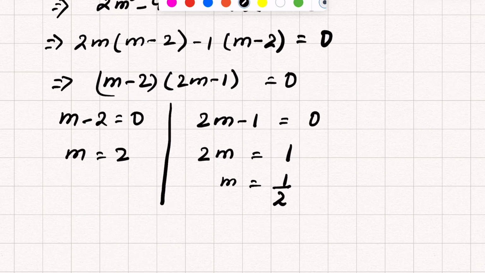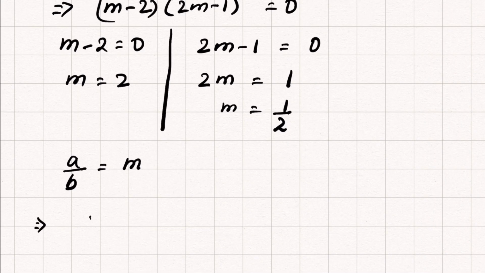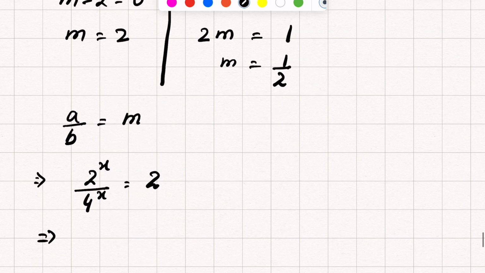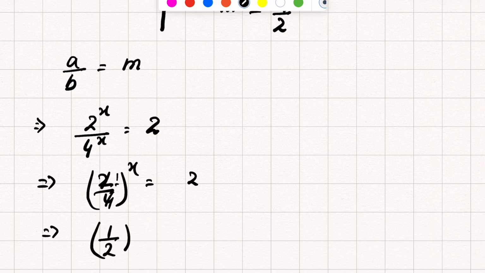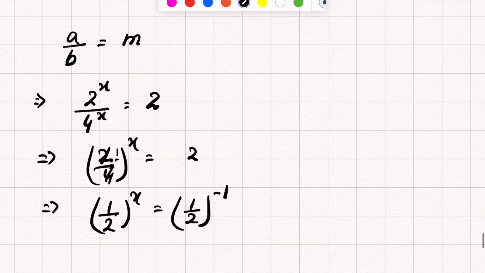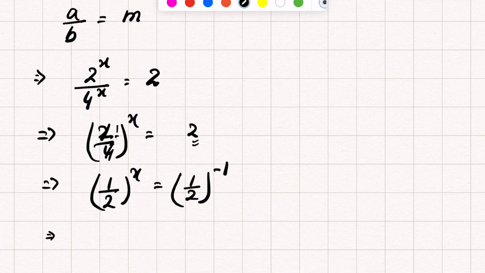Now we have considered a upon b as m, and a we have considered 2 raised to the power x and b is 4 raised to the power x. M here we have got 2. So this is 2 upon 4 whole raised to the power x is equal to 2, or 1 upon 2 whole raised to the power x is equal to 2. We can write it as 1 upon 2 whole raised to the power minus 1, because negative power means multiplicative inverse of the base raised to the positive power of the exponent. Since both the bases are same, x is equal to minus 1.